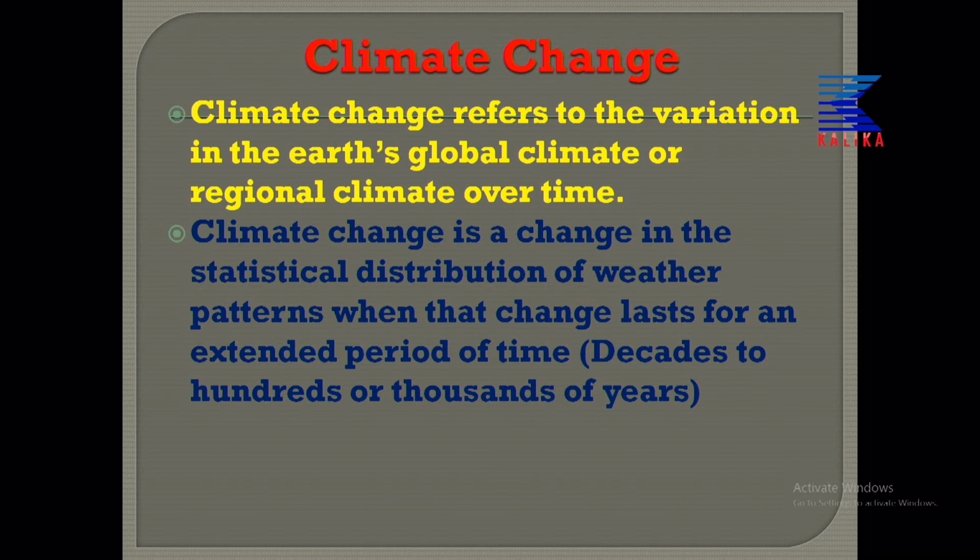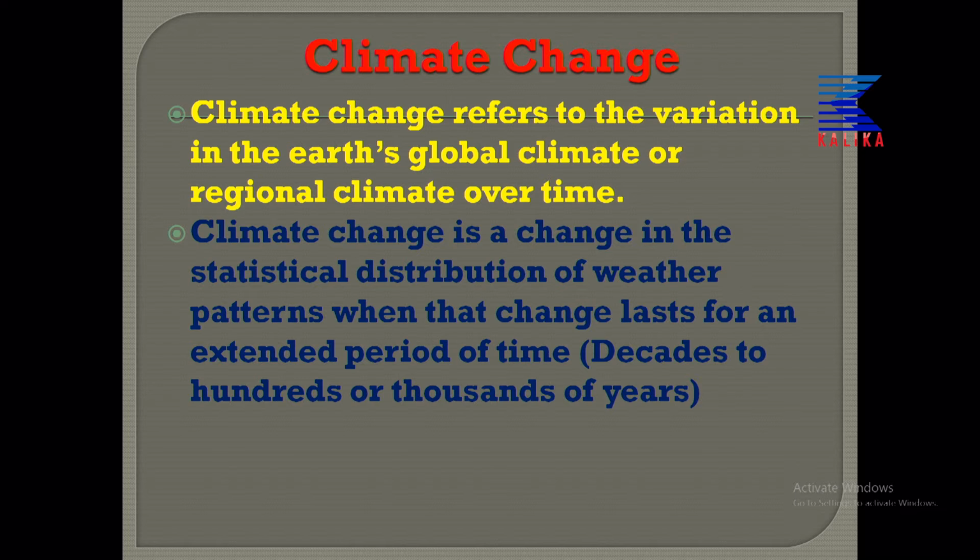climate change. Climate change is a change in the statistical distribution of weather patterns, when that change lasts for an extended period of time, that can be decades to hundreds or thousands of years, and sometimes can go up to millions of years as well. So what does it say? The second statement says climate change is a change in the statistical distribution of weather pattern. What does it mean?